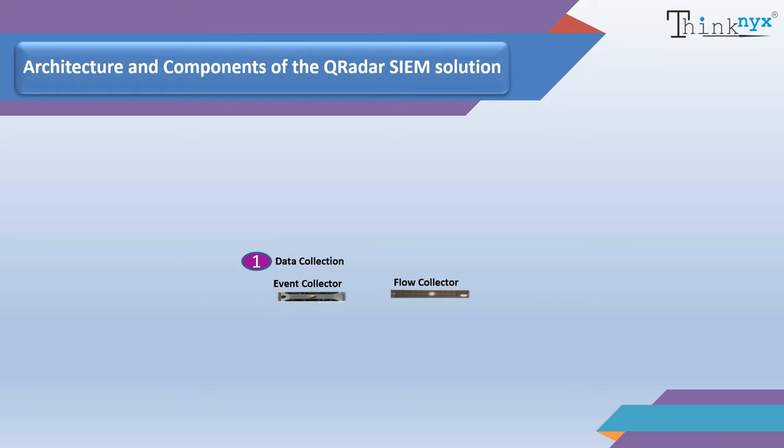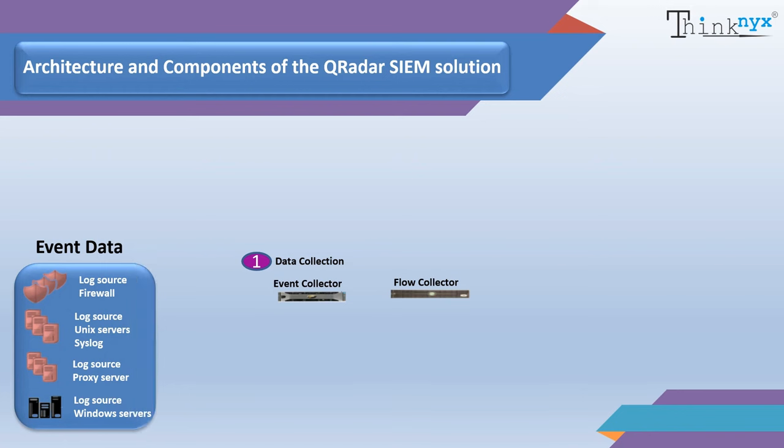The core functionality of a QRadar SIEM is focused on event data collection and flow collection. Event data represents events that occur at a point in time in the user's environment, such as user logins, email, VPN connections, firewall denies, proxy connection, and any other events that you might want to flow in your device logs.